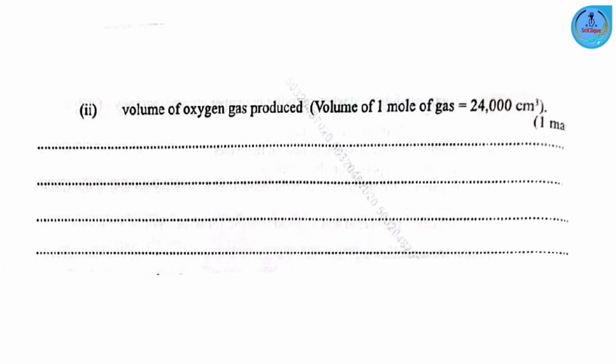Roman number 2. Calculate the volume of oxygen produced. So we are being told that the volume of 1 mole of a gas is 24,000 cubic centimeters. This simply means that at room temperature, the volume of 1 mole of any gas occupies 24,000 cubic centimeters. Now, what do we have regarding oxygen? Do we know the mass, the moles? No. But we can use the mole ratio to get the number of moles of oxygen.